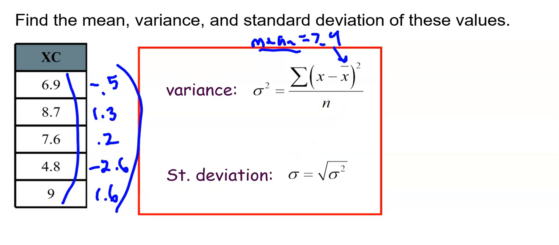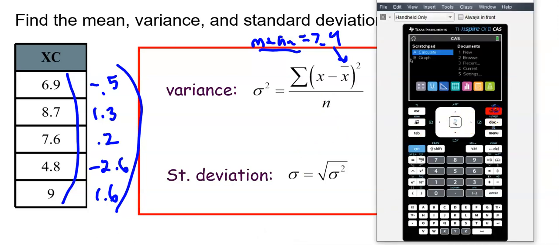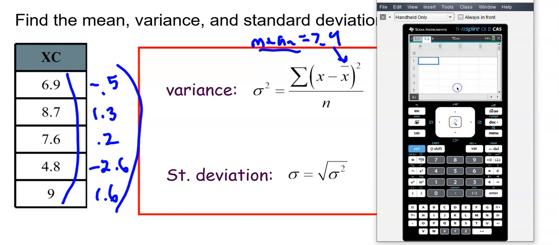Okay, so let's actually derive this for this particular data set this first time. Let's hit the home key, go to your list and spreadsheet page, and call this list at the very top XC, and put in the different data values there: 6.9, 8.7, 7.6, 4.8, and 9.